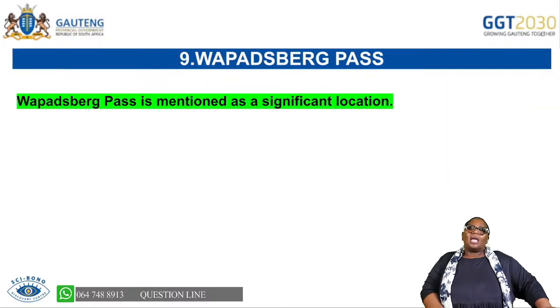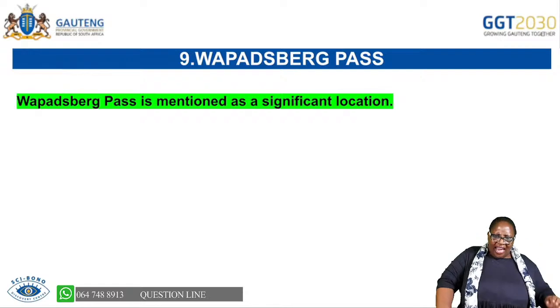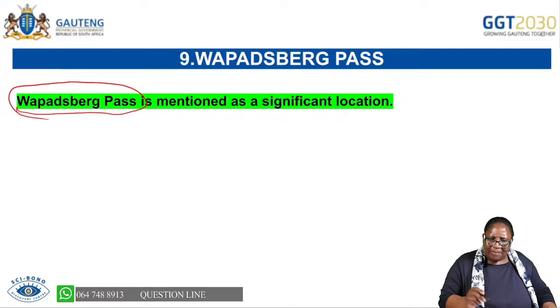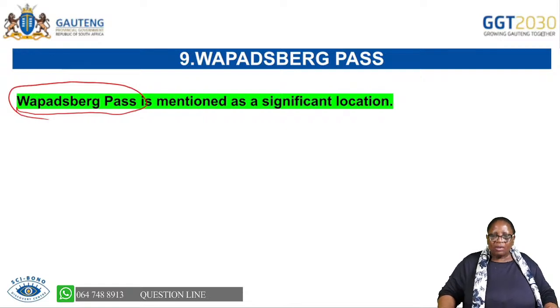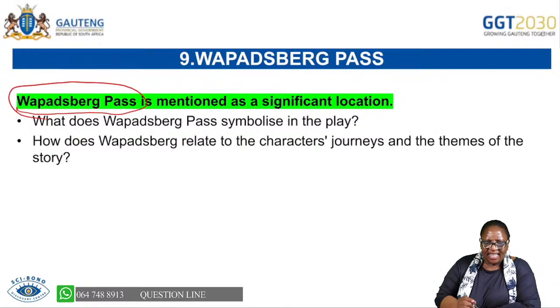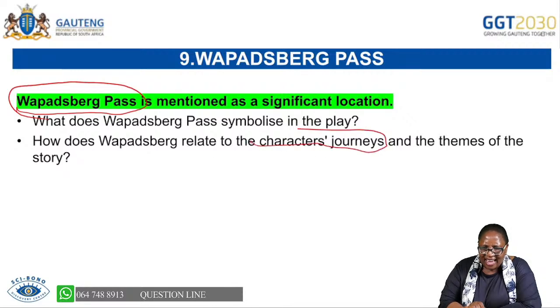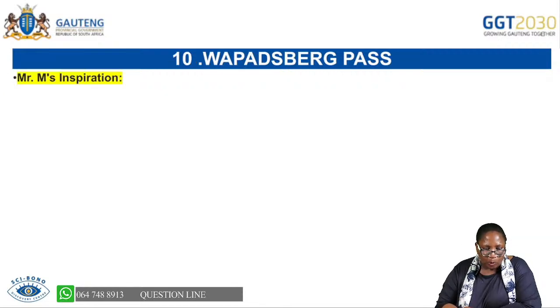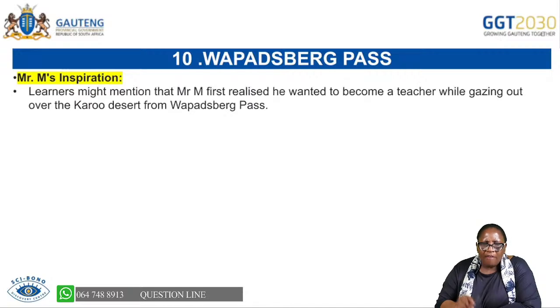Okay. We have another important setting in the story, which is called what? Wapadsberg Pass. And it is a significant location in the sense that it symbolizes the journey the characters go through and also the themes of the story. You got it right? I hope so. Wapadsberg Pass. Anyone who got it right?